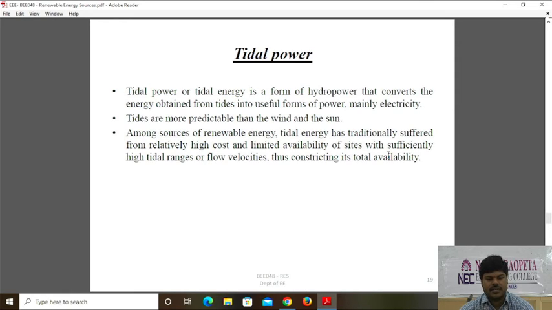Next one is hydropower. Tidal power: this means in the ocean areas we have so many tides. By using these tides we can generate power, but the amount of generation is very little when compared to the other renewable energy sources. If you take solar or wind or geothermal, the amount of power generated from tides is very less.